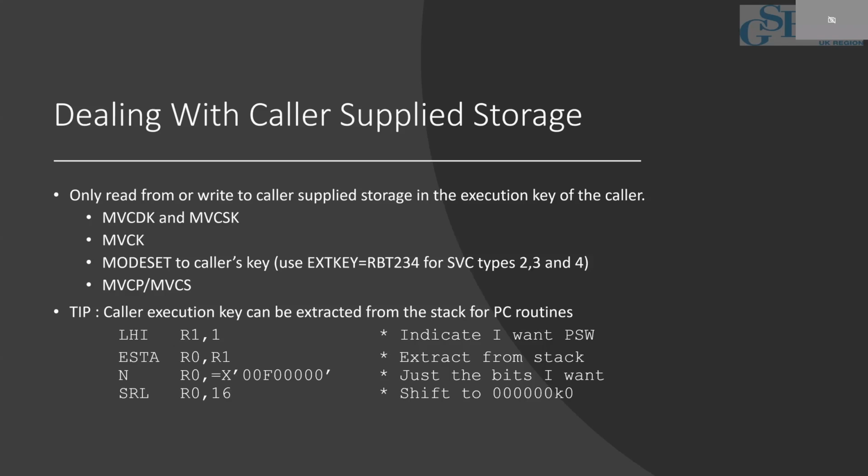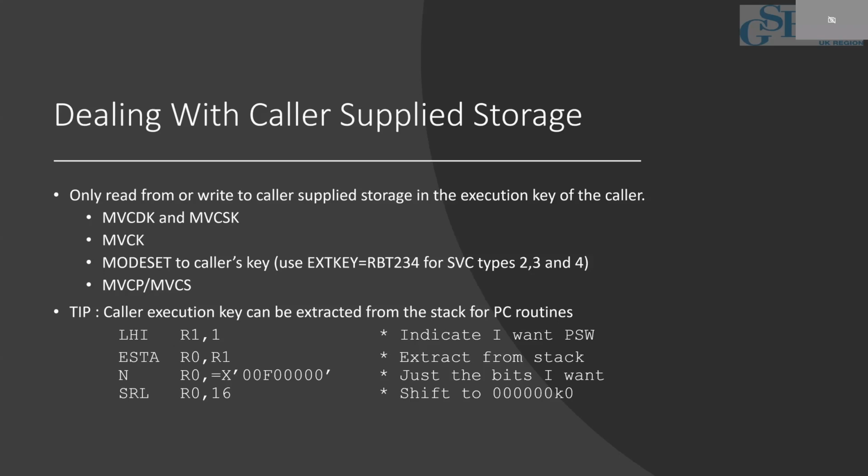Okay, so you should be reading from your caller using the execution key of your caller. You should be writing back to your caller supplied storage using the execution key of your caller. Okay? So that means that you cannot overwrite storage that is not in that caller key. So, for example, let's say the caller mistakenly or intentionally passed you a JES2 control block address, and you put yourself into key 0 and started moving things around and writing stuff back, you could very well just end up writing all over one of JES's most crucial control blocks in the whole system.